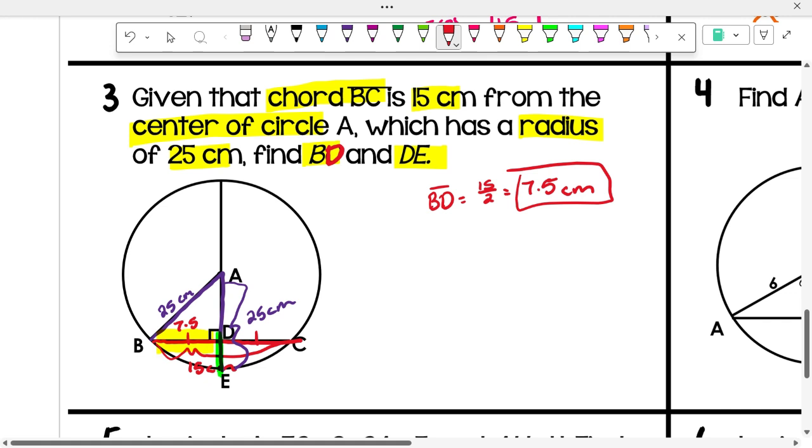All right, so how do you think I'm going to find DE? So you can't divide it by 2. Nope.